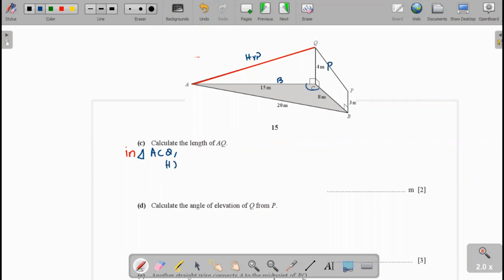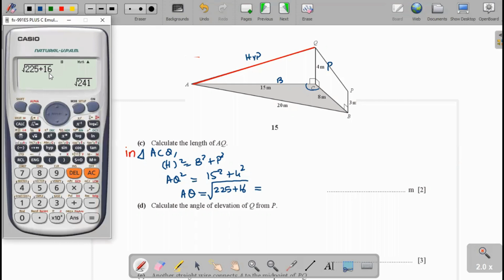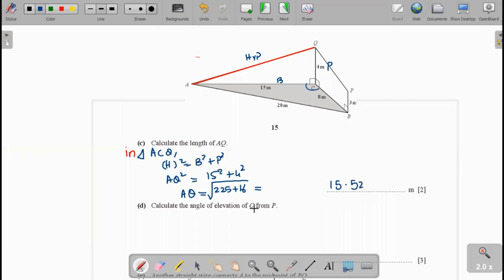Therefore, hypotenuse square will be equal to base square plus perpendicular square, and therefore AQ length will be equal to 15 square plus 4 square, and that is equal to 225 plus 16. AQ will be equal to, we take the square root of 241. Now you see here the answer in decimal is 15.52. This is the answer.